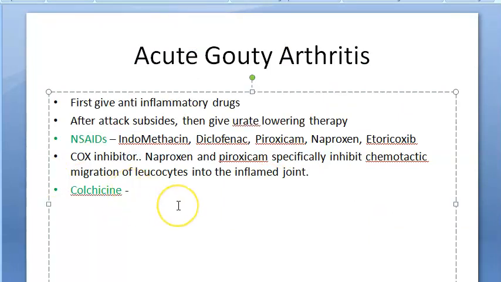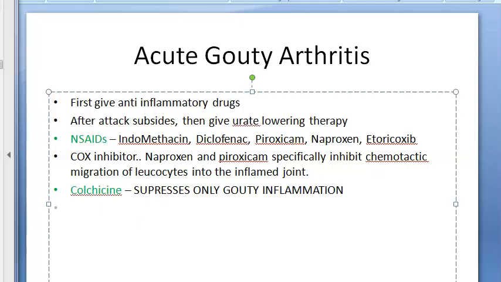Actually, they are saying here that colchicine is not anti-inflammatory. It suppresses only gouty inflammation. Suppresses only and only gouty inflammation. Interesting, na? And it does nothing to the uric acid levels. It suppresses only the inflammation, and that too only gouty inflammation, okay? So it doesn't do anything to the uric acid level.